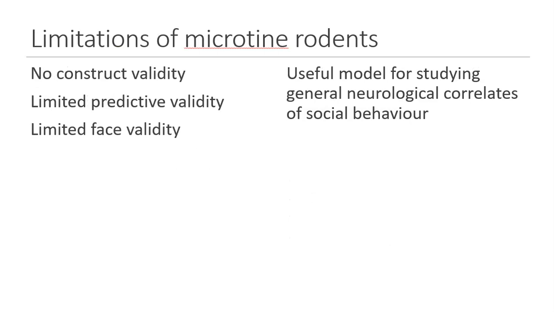So again, we do have a lot of limitations with this microtine rodent model. First off, there's just flat out zero construct validity. We do have limited predictive and face validity. Again, for all of these models, predictive validity is always going to be limited because it's just hard to test. And we do have limited face validity. But it is a useful model for studying the general neurological correlates of social behavior. So again, it's more of a model for social behavior and not so much of ASD.